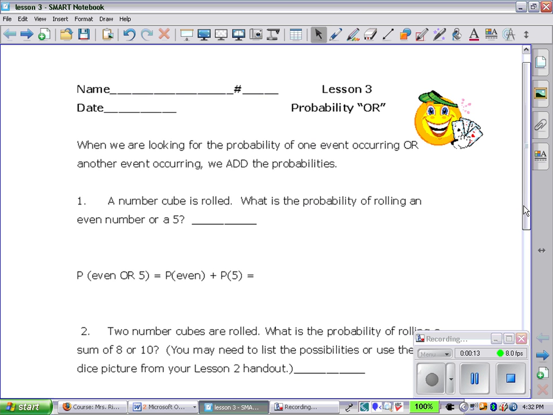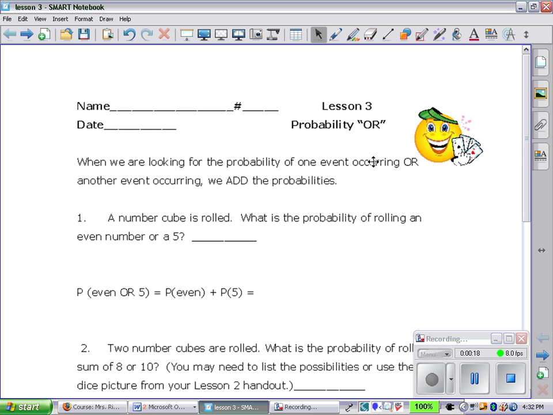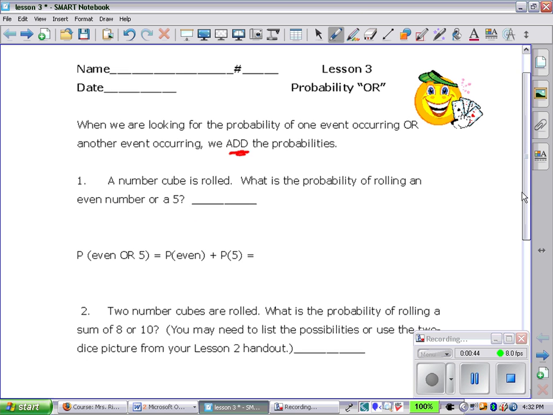Probability. All right, this one, short, sweet, and to the point. You're going to love it. Lesson 3 is on the probability of "or," the usage of the word or. When we're looking at the probability of one event occurring or something else occurring, we're going to add the probabilities. So addition is the key. Make sure you keep that in mind. Add. Let me give you an example, because otherwise you're going to be like, what the what?